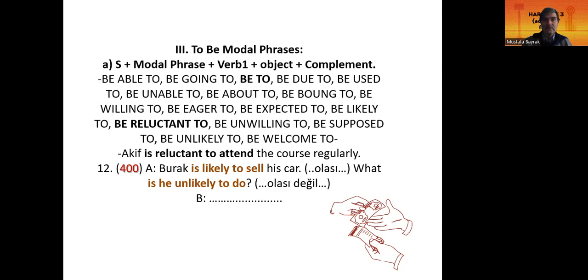Burak is, this is the 400th dialogue. Burak is likely to sell his car. Yes, it is probable. It is possible that Burak will sell his car, or Burak is likely to sell his car. What is he unlikely to do? He is unlikely to sell his house.